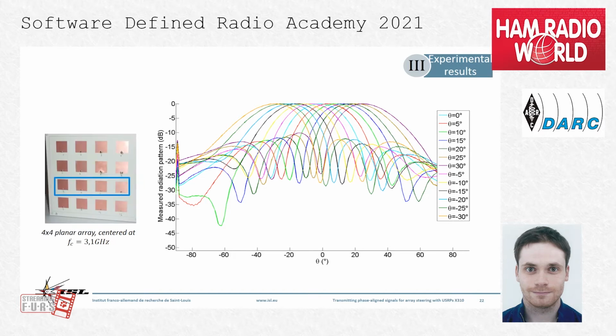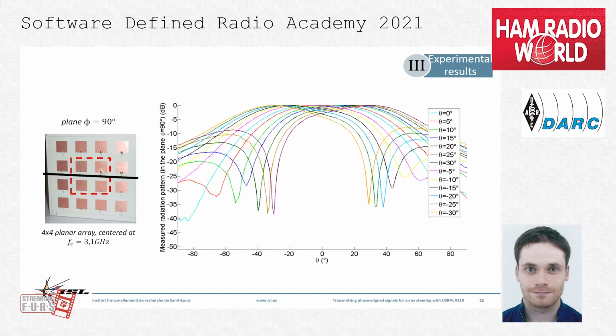The second measurement uses a row of the planar array as a ULA centered at 3.1 GHz. And once again, the lobe is correctly steered towards the direction set by the user. So far, hence, results demonstrate that the two arrays can be steered at different carrier frequencies with the same hardware.